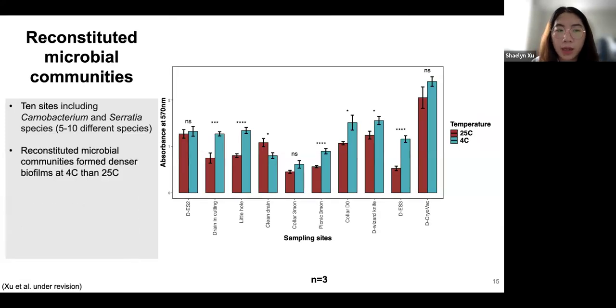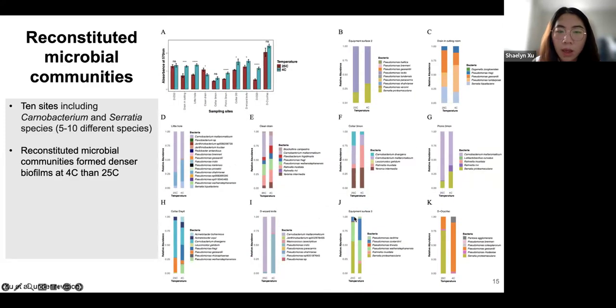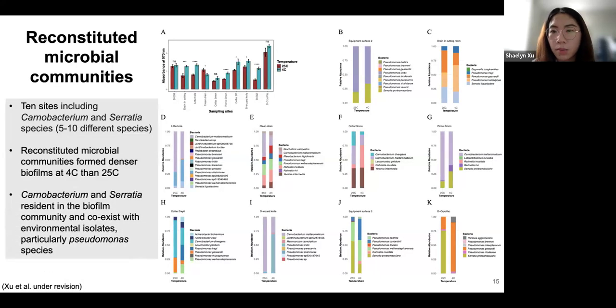What we found is that the reconstituted microbial communities actually formed denser biofilms at 4 degrees than at 25 degrees. And if we analyze the microbial profiles in those reconstituted biofilm communities, what we found is that both Serratia and Carnobacterium can reside in the biofilm communities and coexist with many other different species, particularly the Pseudomonas species.